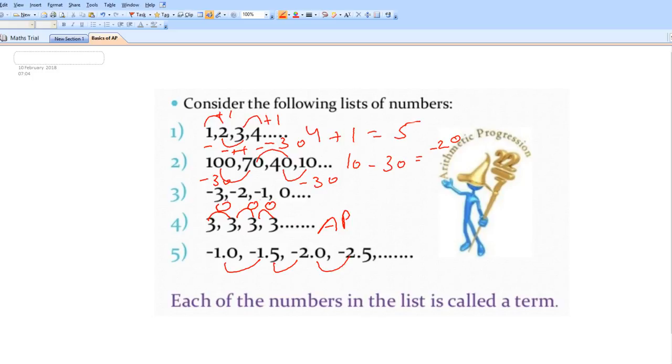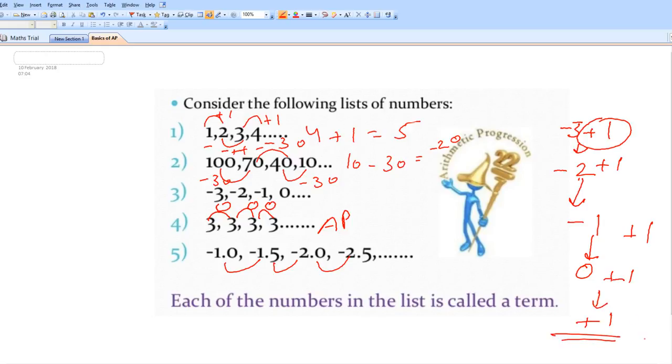Similarly, in the third series, minus 3 plus 1 gives me minus 2. This means this is the difference: the second number minus the first number gives the difference. If I add plus 1 to the second number again, I get minus 1. If I add plus 1 to the third number again, I get 0 as the fourth number. So on the basis of this information, I can define that my fifth number is going to be plus 1. Right?